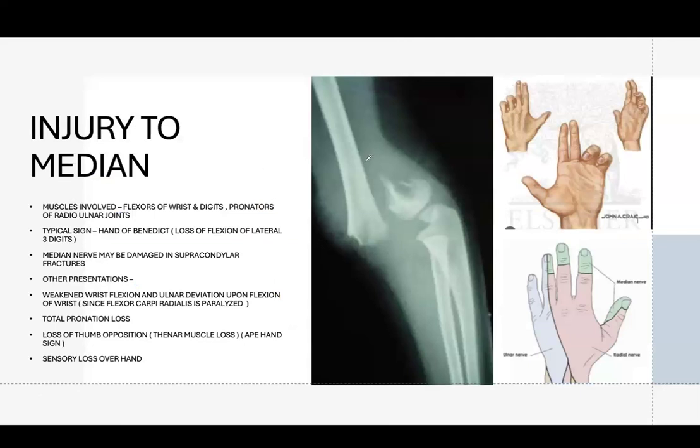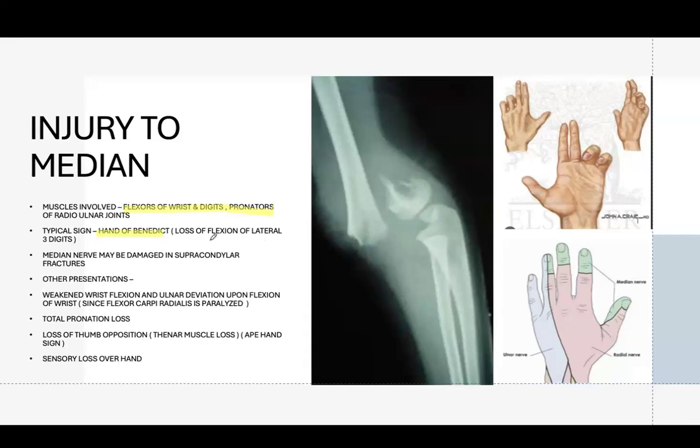Now, if you have injury to the median nerve, the muscles that will be affected are the flexors of the wrist and the digits, at least some of them, which are supplied by the median nerve, and the pronators will also be affected. The typical sign is the hand of benediction, which would present like this. It's like a gun, but pointing upwards.